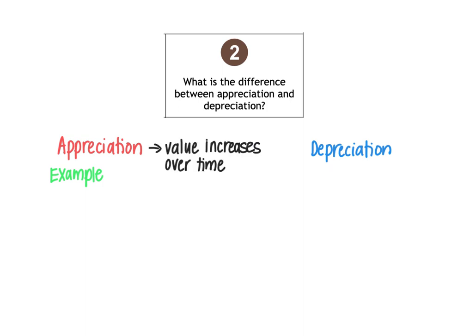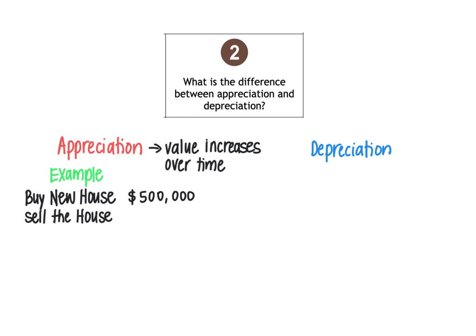Question 2 asks us to identify the differences between appreciation and depreciation. Let's look at an example of appreciation first. When the value of something appreciates, it means that it begins at a certain amount and then over time becomes worth more than it was to start. So for instance, when we first buy a house, we might pay, say, $500,000 for it. But over a number of years, as the market changes and that house becomes worth more money, we might eventually sell that house for $750,000. This is the appreciation of the value of the house.